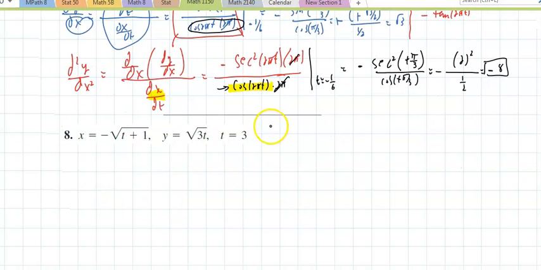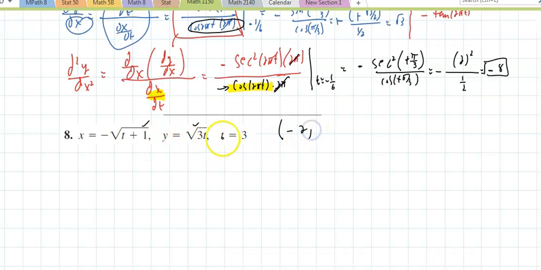Next problem up is number 8. Well, if we do the same at t equals 3, if I plug 3 right there, I know the point is negative a square root of 4, which is a 2, and 3 times 3 is 9, that's a 3. So again, y minus y1 equal m into x minus x1.